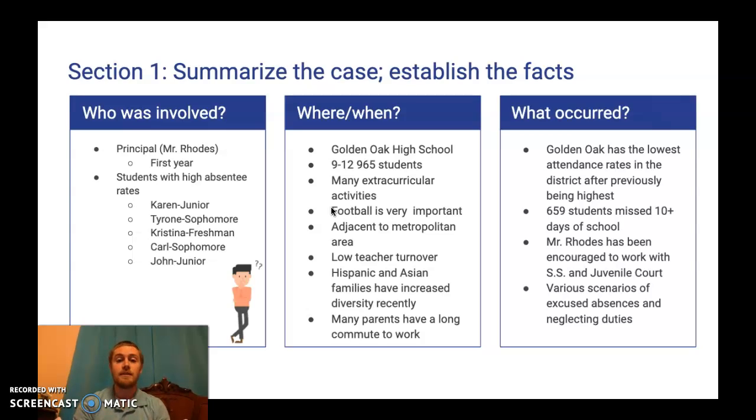So where and when? It's taking place at Golden Oak High School, grades 9 through 12. There are 965 students. There are a lot of extracurricular activities, but football, like I mentioned, is the most important to the community. It's adjacent to a metropolitan area.